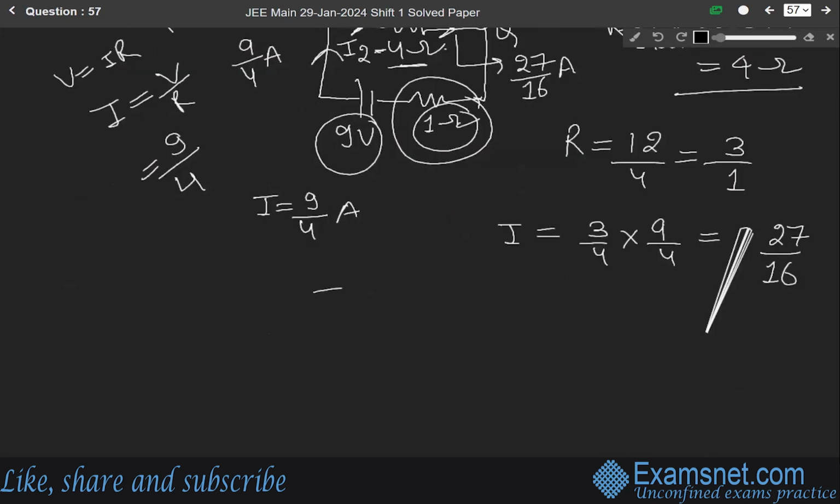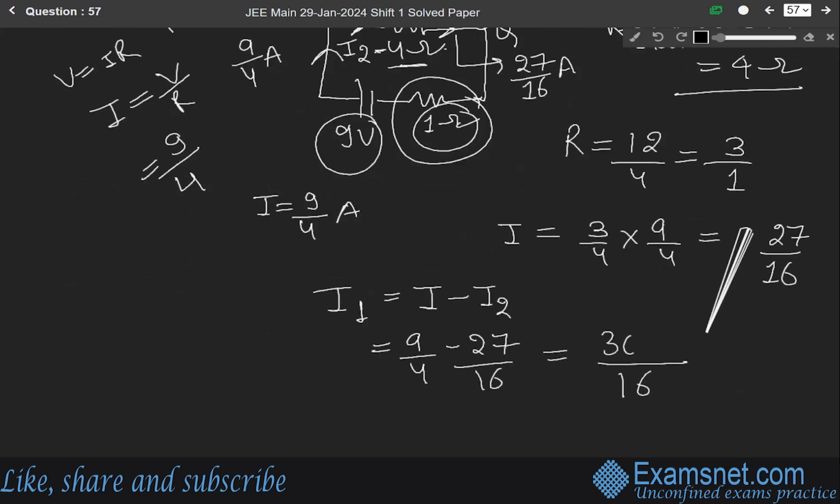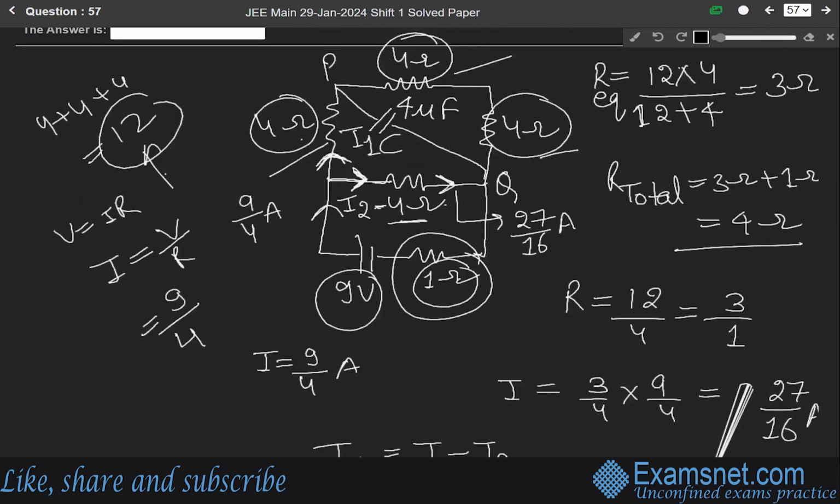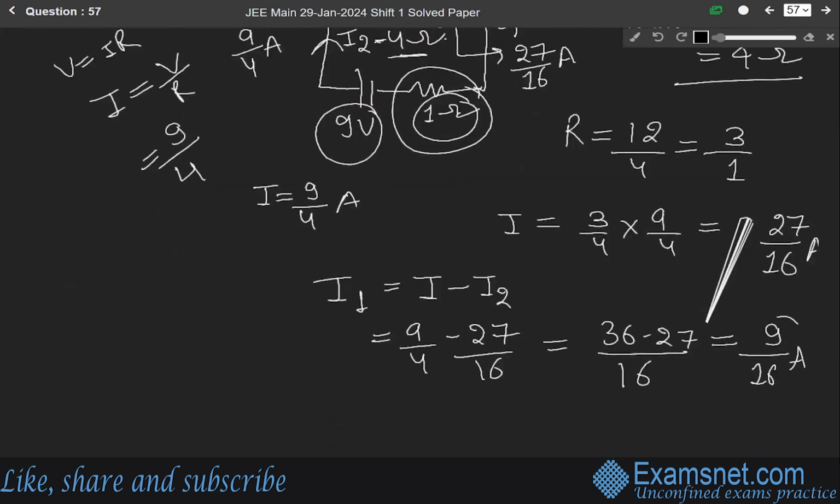So the remaining current is flowing through this branch. I1 is equal to this current I minus this I2. It will be equal to 9/4 minus 27/16, which means 36 minus 27 over 16, equal to 9/16 ampere. So the current I1 flowing in this branch is 9/16.